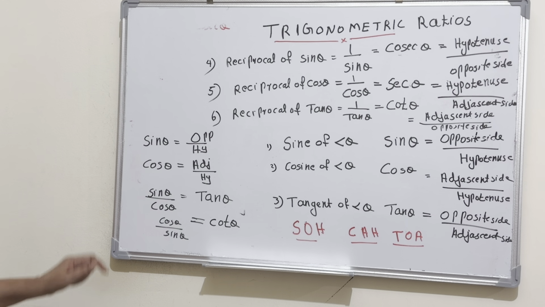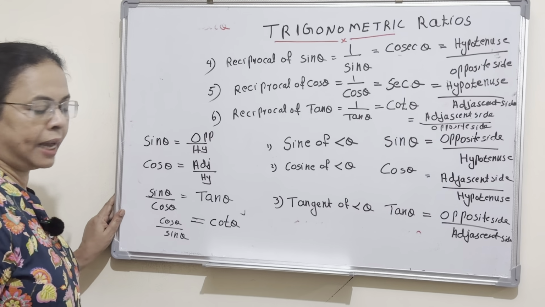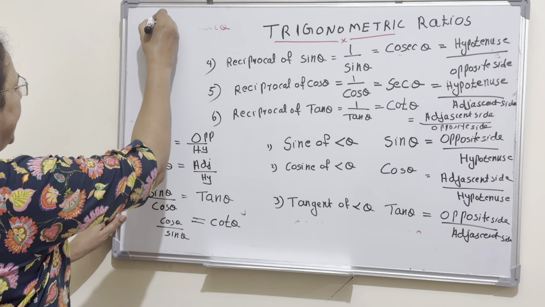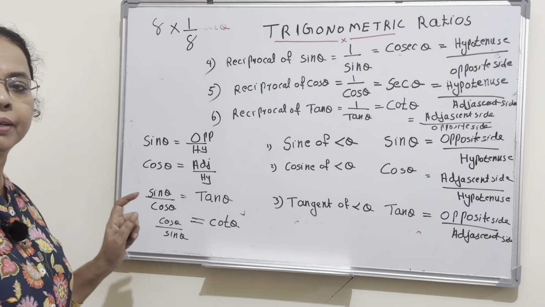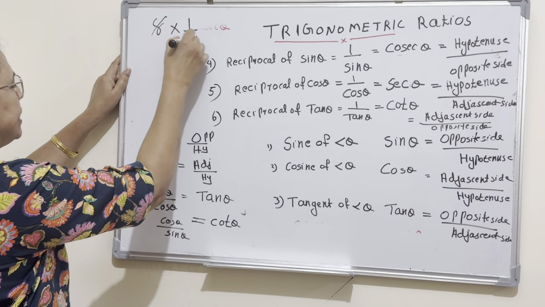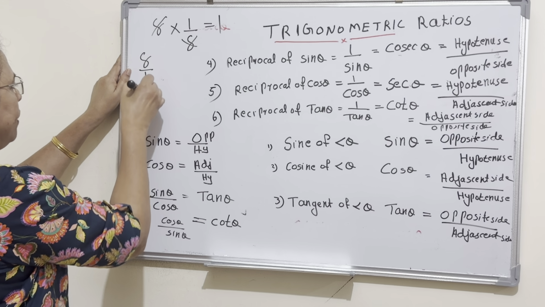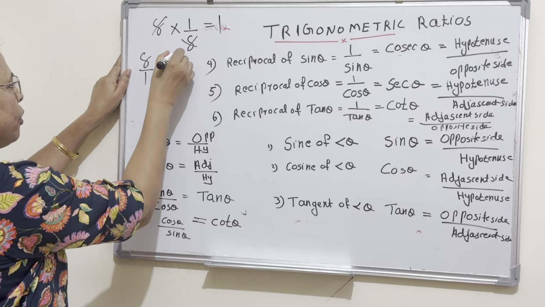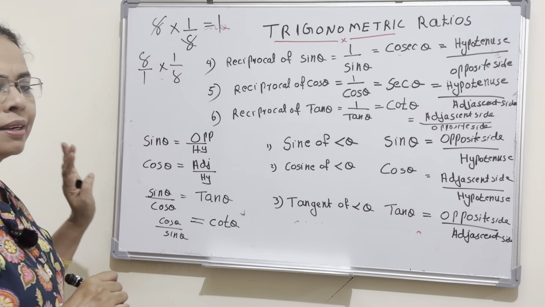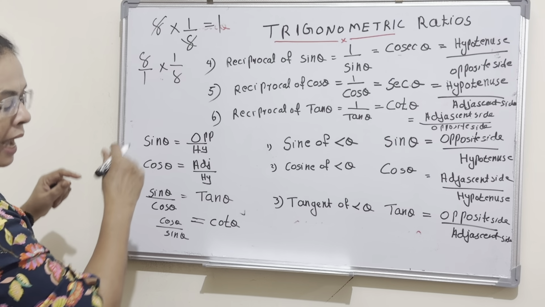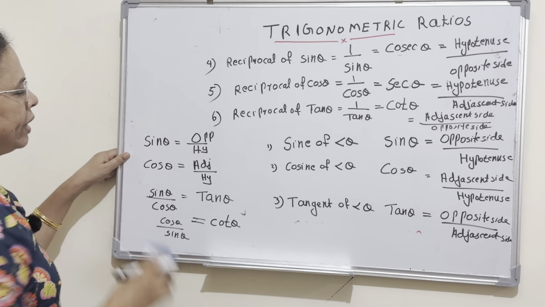Let us say one more point here: any number multiplied with its reciprocal, what is the answer? When you multiply a number with its reciprocal, the answer is always 1. If 8 is my number, that is 8 by 1, its reciprocal is 1 by 8. To find the reciprocal of any number, just write 1 by that number. So we get the answer as 1.